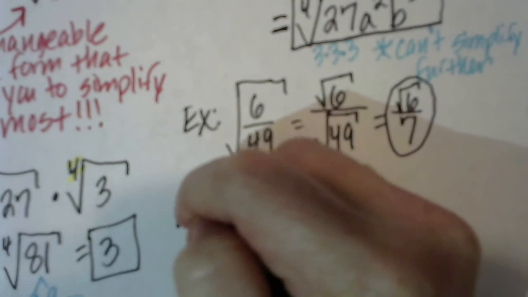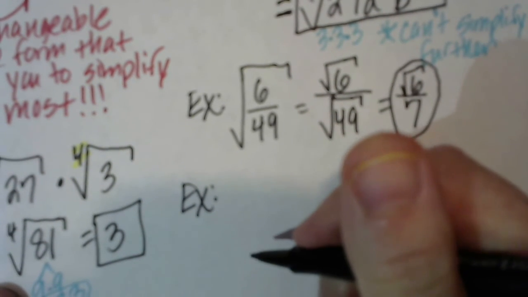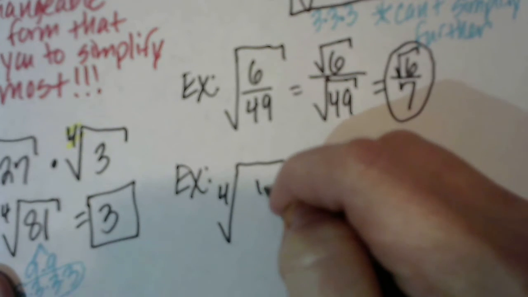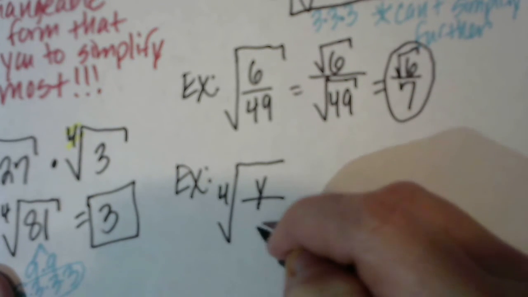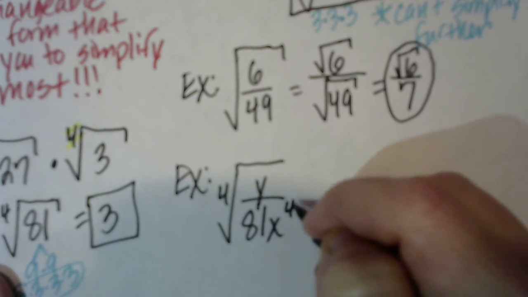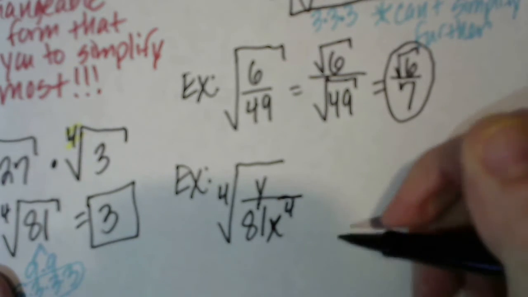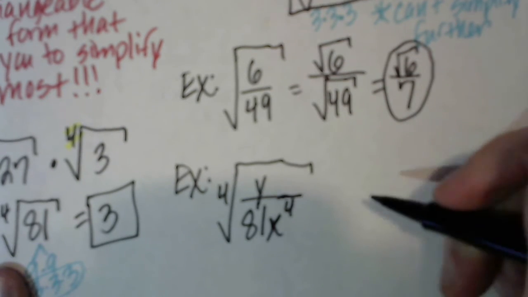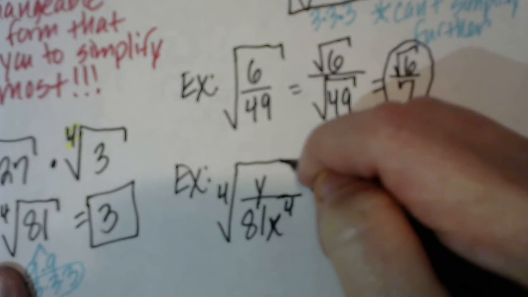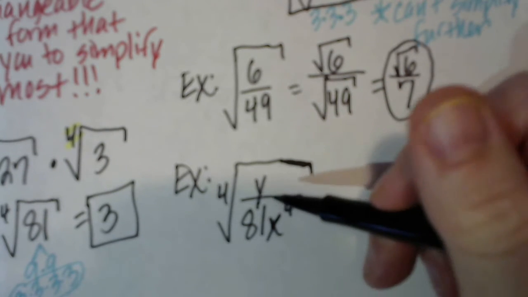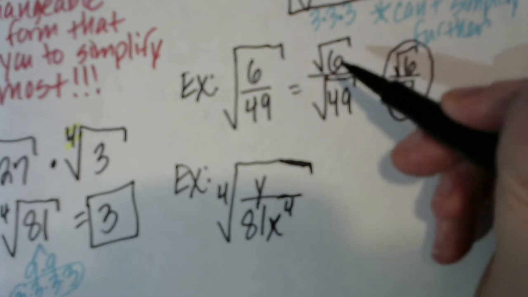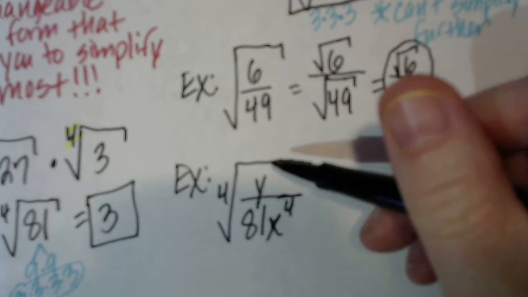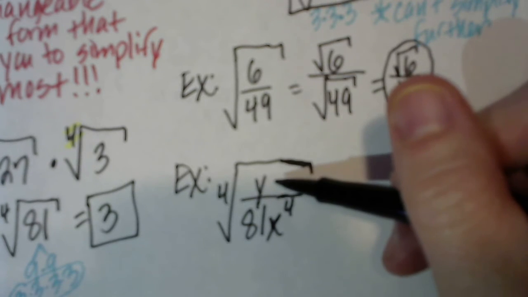Alright, let's look at just a few more. So let's say we had the 4th root of y over 81x to the 4th. Sorry. Well, I definitely think it's going to be good to write this as 2 separate radicals because I can't do anything with this as a fraction. I can't cancel anything here.